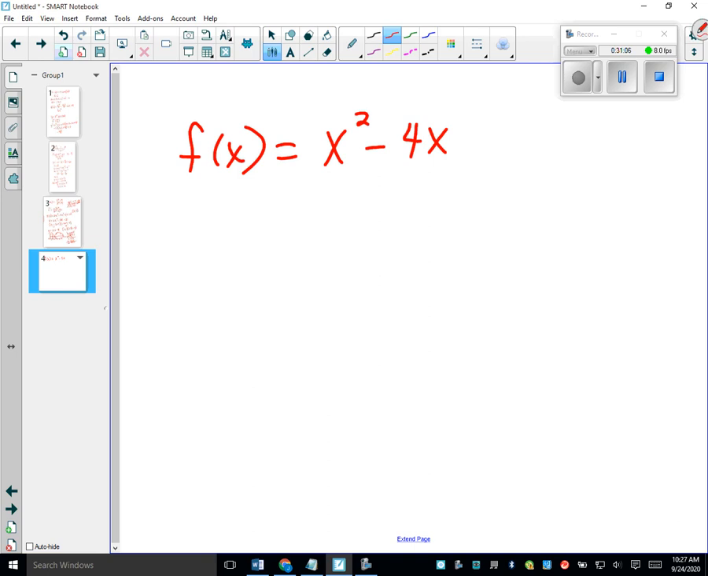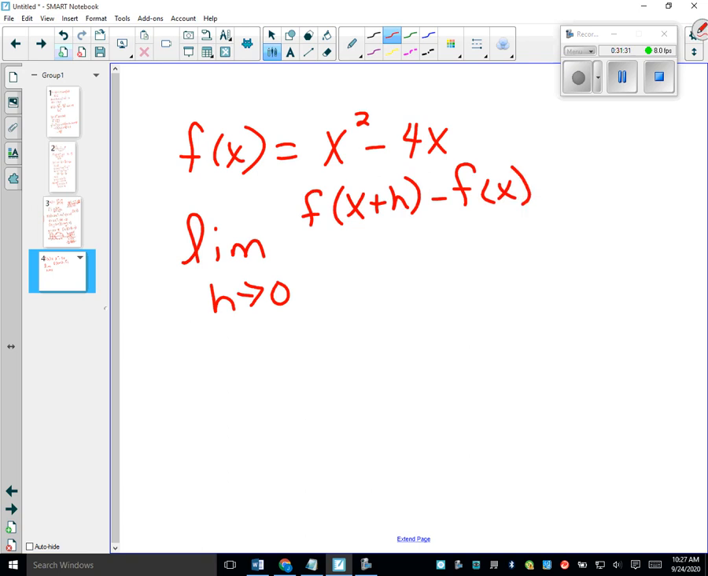Using the definition of derivative, find the derivative. You don't get to look it up, you have to know it. Wasn't it the limit as h approaches 0 of f of x plus h minus f of x all over h? Why are we using this? Why can't I just do this? Because you're expected to know this.